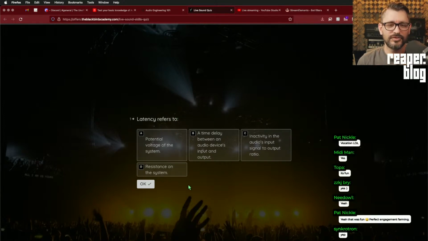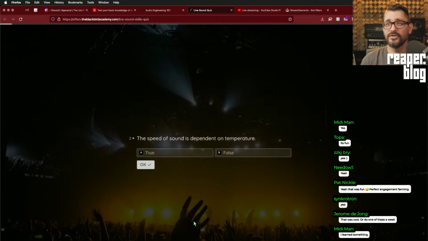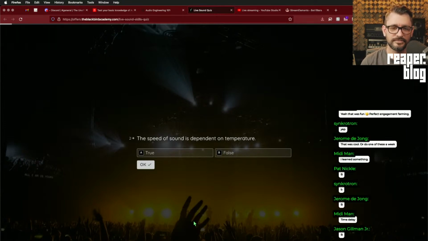All right, latency refers to the potential voltage of the system, a time delay between audio devices input and output, inactivity in the audio input signal to output ratio, resistance on the system. Pretty sure there's going to be a B. And it automatically goes to the next question. So we don't even find out if it is correct until the end, I think.